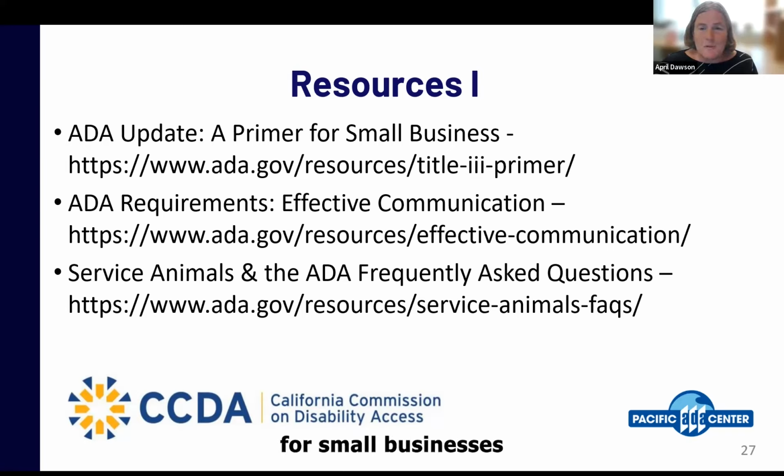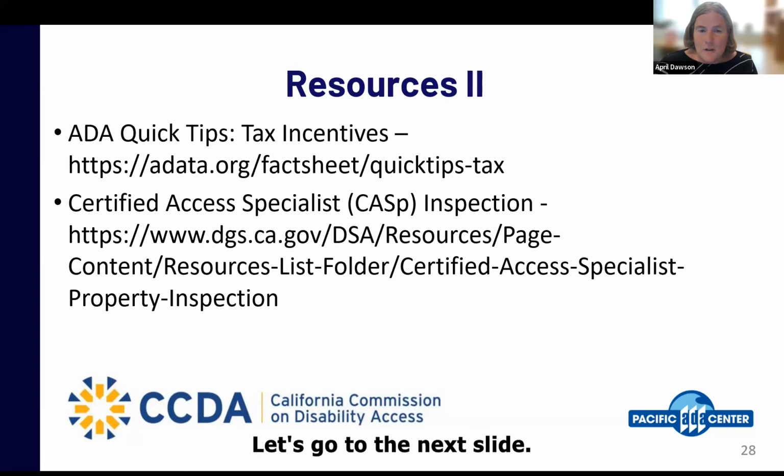There's a really great primer for small businesses on the ada.gov website. If you go to www.ada.gov/resources, there's a Title III primer for you. You can also learn more about effective communication also at ada.gov. And also service animals and the ADA frequently asked questions. So if we didn't dive deep enough into your question that person asked, they can go to www.ada.gov/resources and go to the service animal tab. Let's go to the next slide, and I'll do that one also.